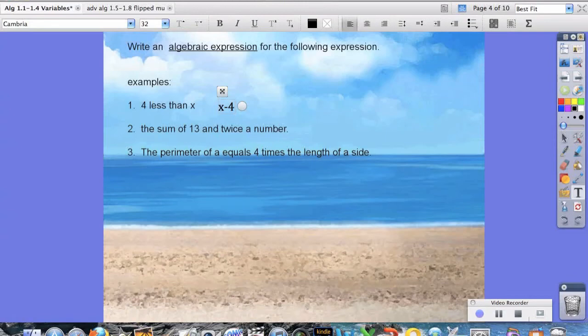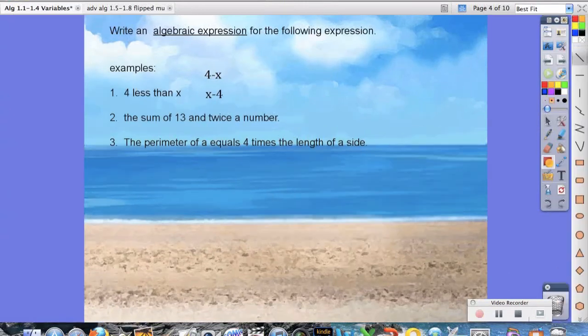Now it's important to note, especially on this one, that 4 less than x is a comparison. So rather than writing 4 minus x, which is what a lot of you would have written, which obviously is wrong, we're going to write it as x minus 4 because, again, we're comparing.